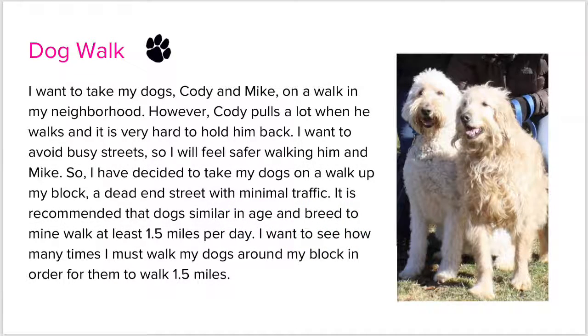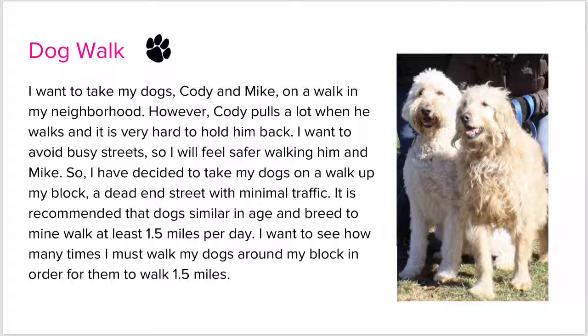I want to take my dogs, Cody and Mike, on a walk in my neighborhood. However, Cody pulls a lot when he walks and is very strong, and it is very hard to hold him back. I want to avoid busy streets, so I will feel safer walking him and Mike. So I have decided to take my dogs on a walk up my block, a dead-end street with minimal traffic.